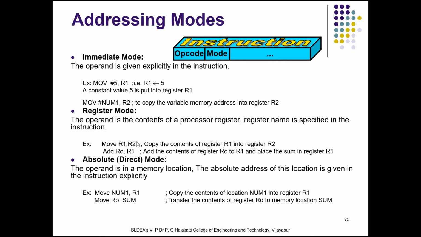Now if you compare the register mode and the absolute mode, you can see here in register mode both the operands are registers, whereas in absolute or direct mode one of the operands is a memory location. So that is the main difference while writing these two instructions. Okay.